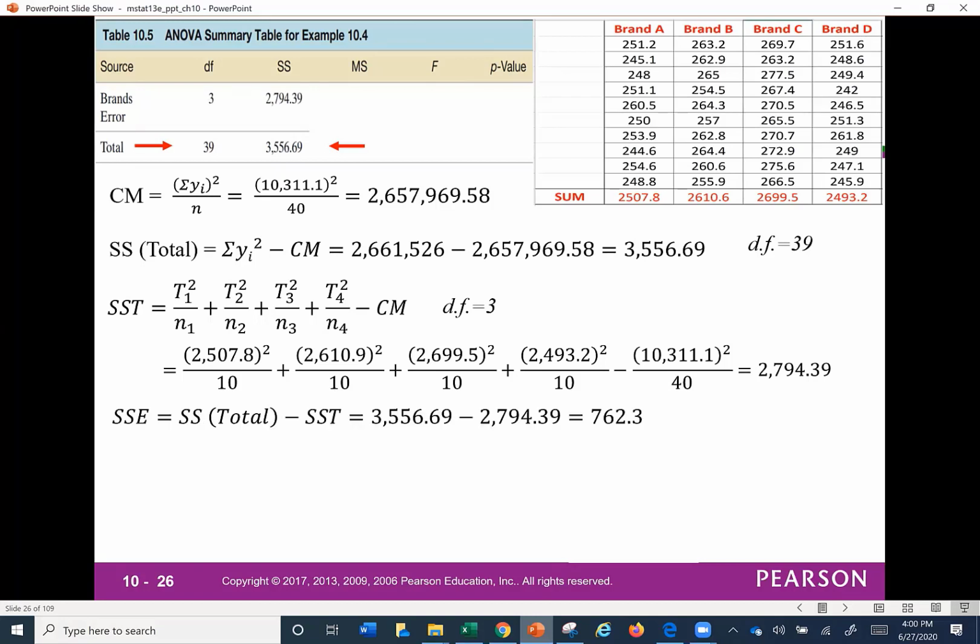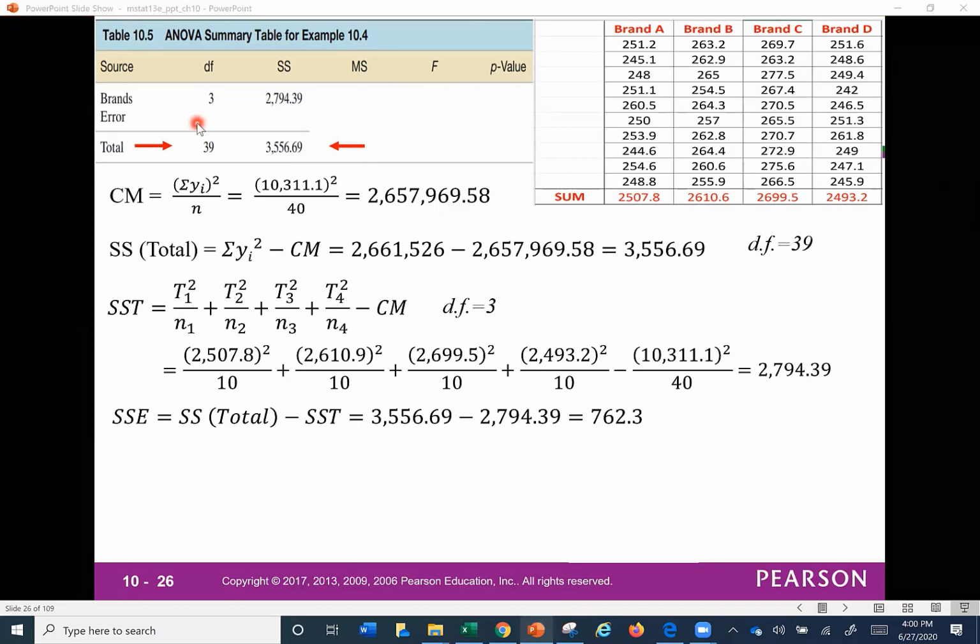We have these two values, and this is 7.62. Then we need to input this value exactly here, error and the degree of freedom, because we use 4 means to obtain this deviation. Then we have 40 values minus 4 means, that in this case will be equal to 36.